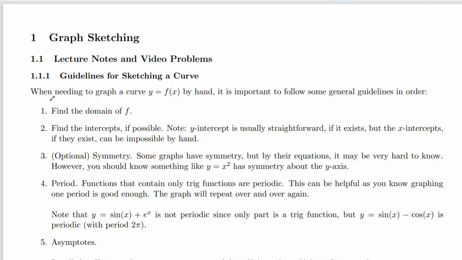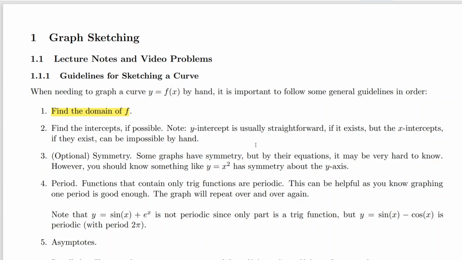All right, so when needing to graph a curve y equals f(x) by hand, it is important to follow some general guidelines. And basically this list of guidelines, the more stuff you learn about math, the more precise you can be about graphing by hand. So that's why this list is so long. The first thing is probably the most important thing though. If you don't do this, then it's impossible to graph it. And you need to find the domain of your function.